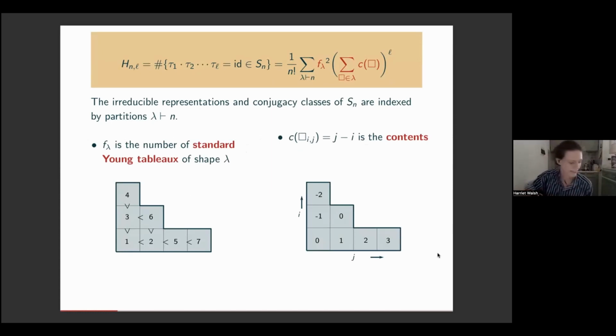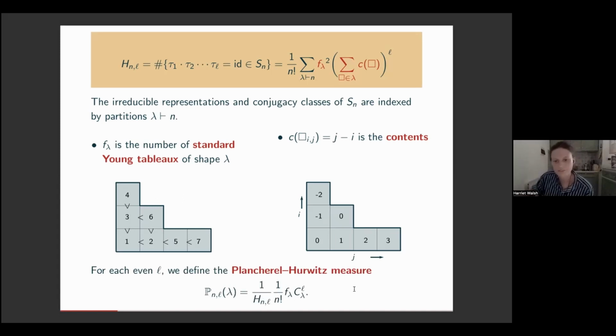And then the normalized characters are just the sums of contents. So the content of a box of a Young diagram is just a measure of how far that box is from this main diagonal here. So here's an example where it's filled in, and here the content sum would just be 3 because the other terms cancel each other out. And from this, we get a definition.